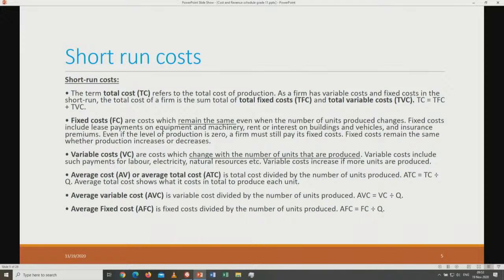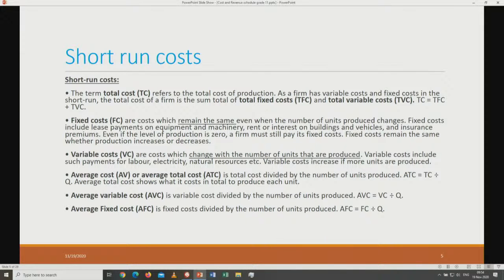Right, the average cost also has two types of costs. Firstly, we have the average variable cost. Remember, what are variable costs? They are the costs that change with the change in production. They change with the number of goods that we produce. And then fixed costs, they don't change, they remain the same, they don't depend on the number of items that we produce. So we have average variable cost, and then we have average fixed cost.